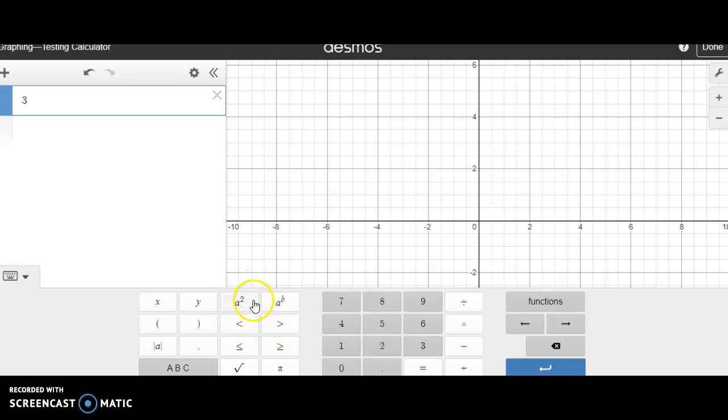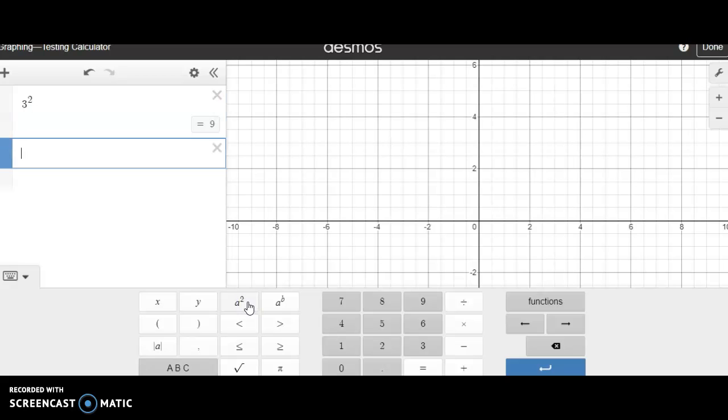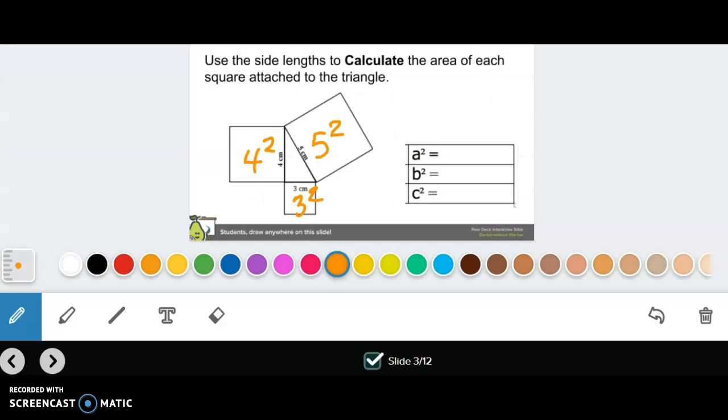And then right here you see this A2 key. It just looks like A with a little 2. If you click on that, it automatically does the squared for you. And then we know our answer is 9. So I'm going to go ahead and fill that in real quick. So A squared was 9.